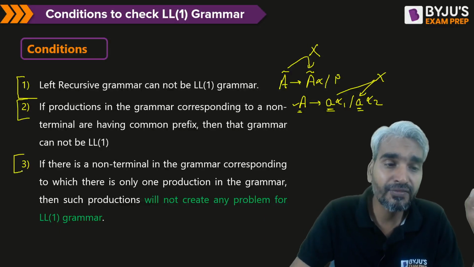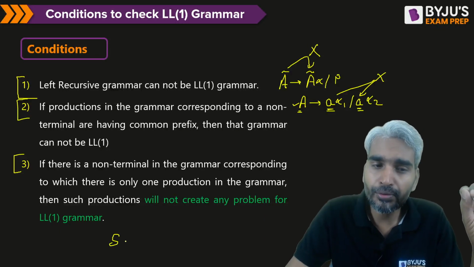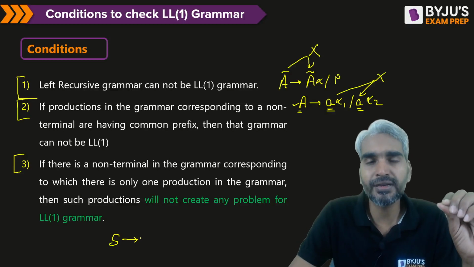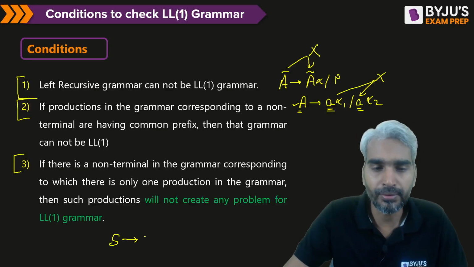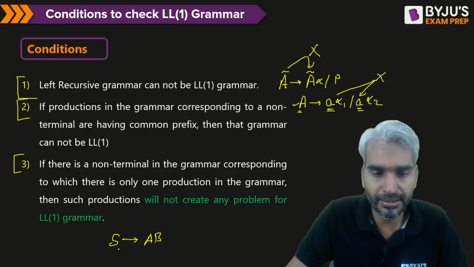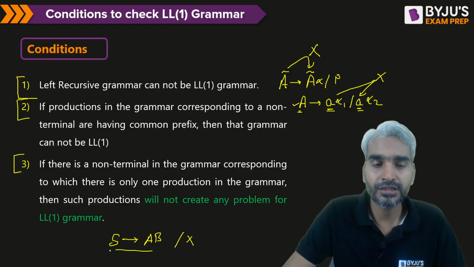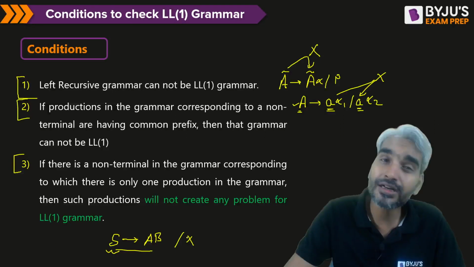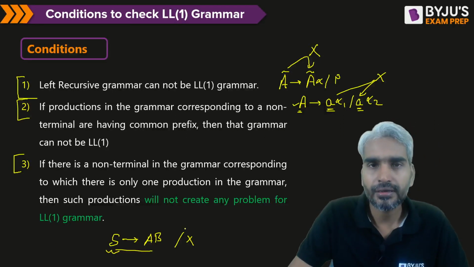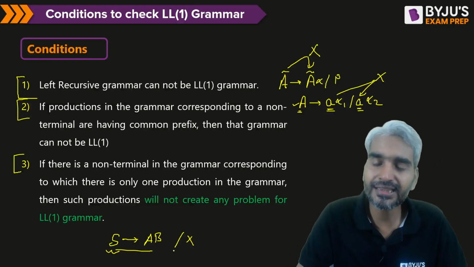Apart from that, if there is only one production corresponding to a non-terminal, then it will not create any problem. Let's assume I say S implies AB and there is nothing else apart from this production with respect to non-terminal S, then this will not create any problem for the LL1 grammar. So these are three simple rules.